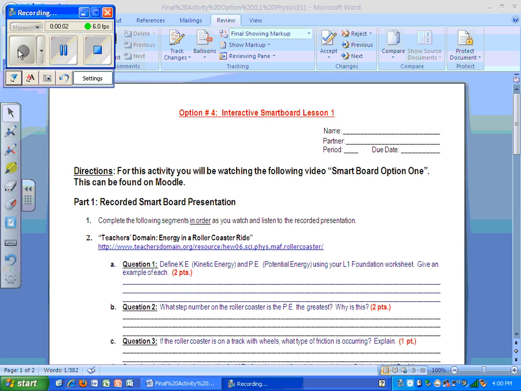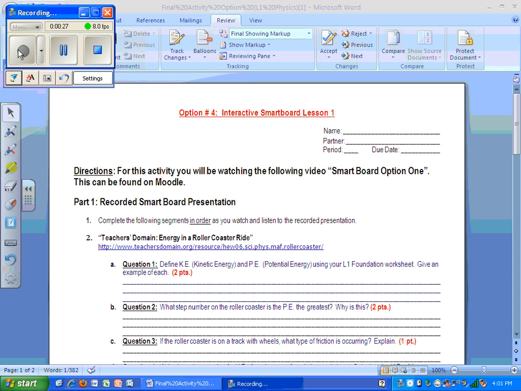Hello class, if you made it this far, this is option number 4, Interactive Smartboard Lesson 1. At this point, you should have printed off your activity option worksheet, which is the one that you see on the screen. And what we're going to do is go through the directions. Now remember, this comes from Physics Unit 1, Lesson 1. And Lesson 1 has to do with the first law of thermodynamics that basically says you can't win.